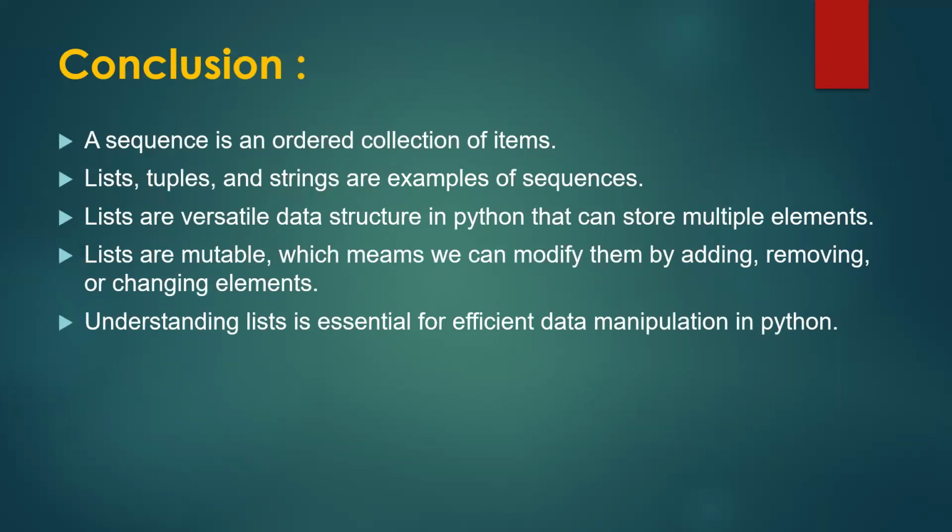Next, conclusion. A sequence is an ordered collection of items. Lists, tuples, and strings are examples of sequences. And lists are data structures in Python that can store multiple elements. And these lists are mutable, which means we can modify them by adding, removing, or changing elements. And understanding lists is essential for efficient data manipulation in Python.